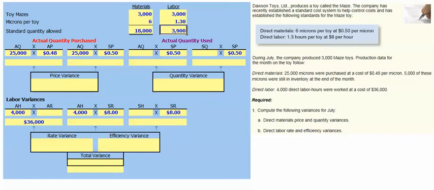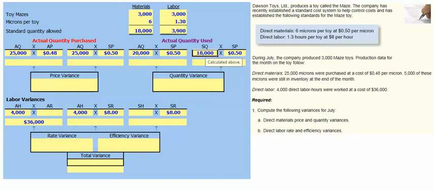Our actual quantity used was 20,000 microns. We were told we purchased 25,000 and 5,000 were left in ending inventory. Our standard quantity was 18,000 microns that should have been allowed for 3,000 mazes, which we calculated above. Let's go ahead now and calculate our variances for our materials price variance and our materials quantity variance.